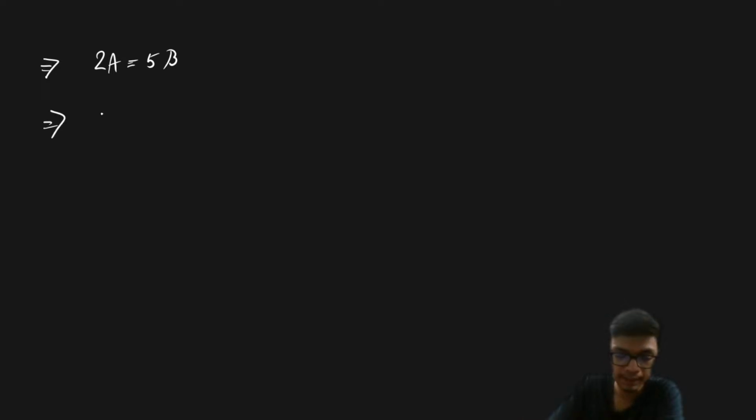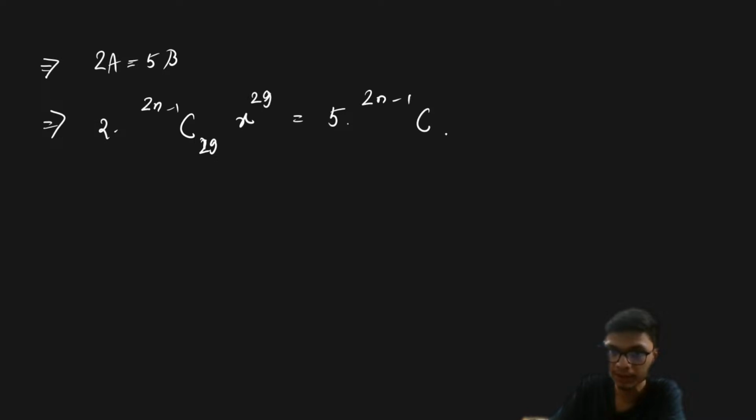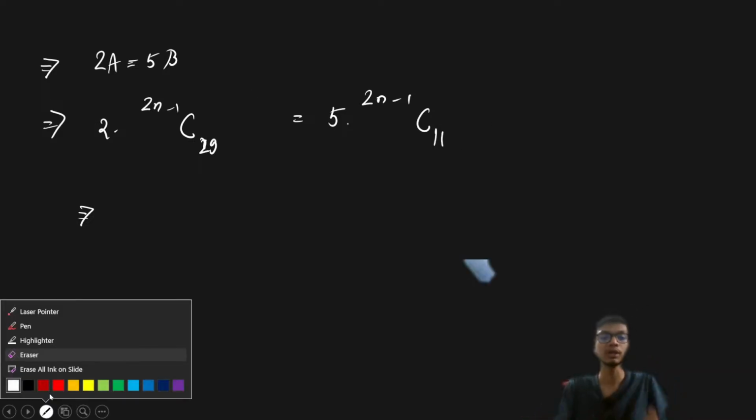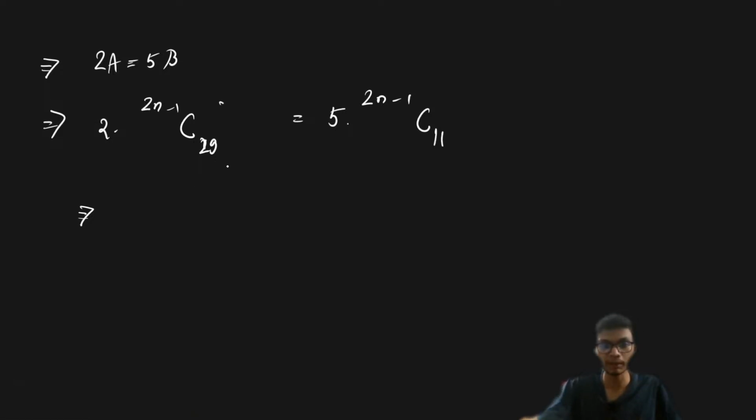So from here I can write this apart as 2 into 2n minus 1 C 29 x to the power 29 is equal to 5 times 2n minus 1 C 11 x to the power 11, right? Now from here we have to find the solution. I forgot to tell you that this is the coefficient, so we just don't need to write the variable part, because we are looking for the coefficient. So the coefficient part will be only this. I hope this is clear, right?